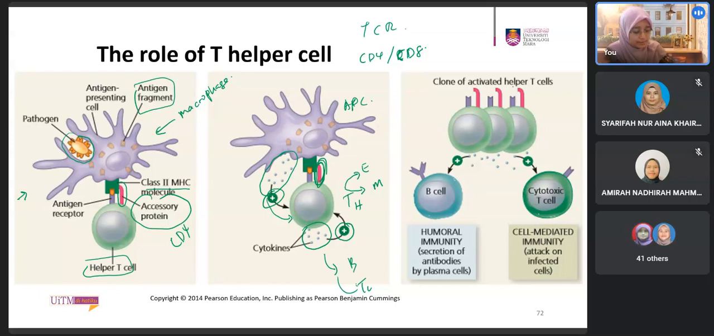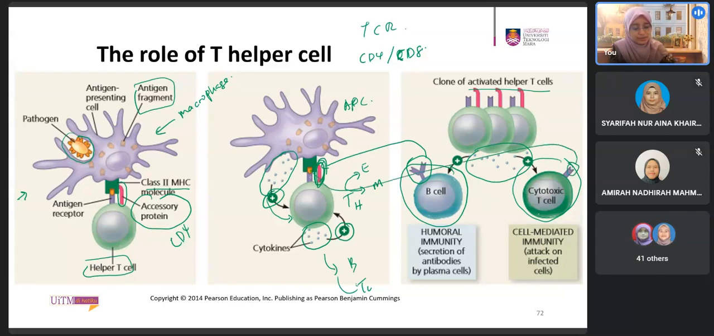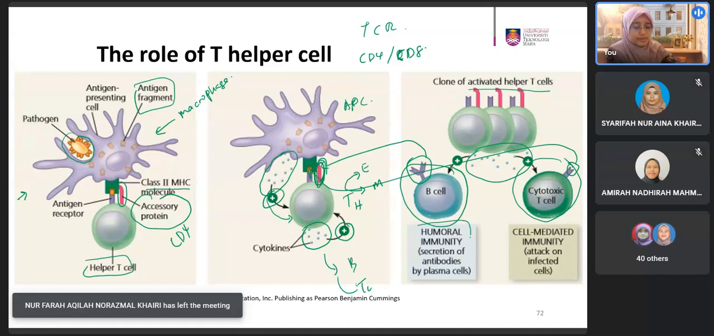Okay, back to the activated helper T cell. Once it is activated, it secretes more cytokines to activate specific B cell with specific receptors against the specific antigen. Same goes to the activation of cytotoxic T cell. It activates specific cytotoxic T cell that has antigen binding site specific for the antigen presented by the APC.